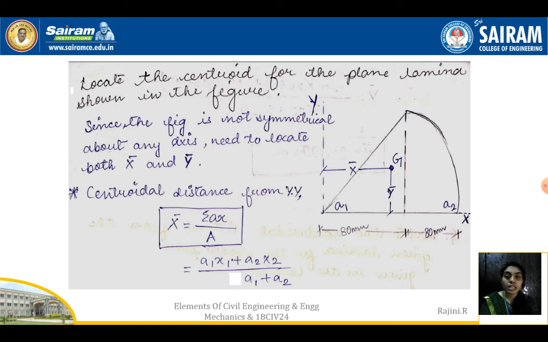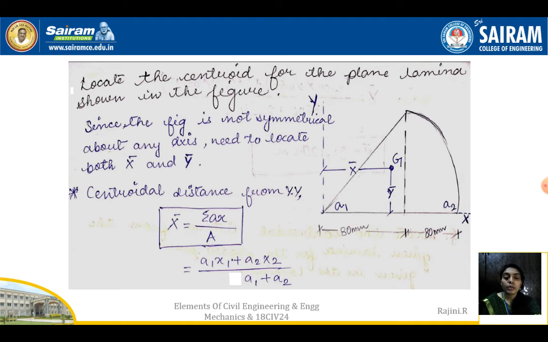If they are not giving anything, we have to mark the reference axis, that is x and y. Here our question is only to locate the centroid for the plane lamina. They have not given any reference axis, so we have to mark that x and y line. I have marked it in a different color, so you can see x and y. They have not given this; we are marking this.